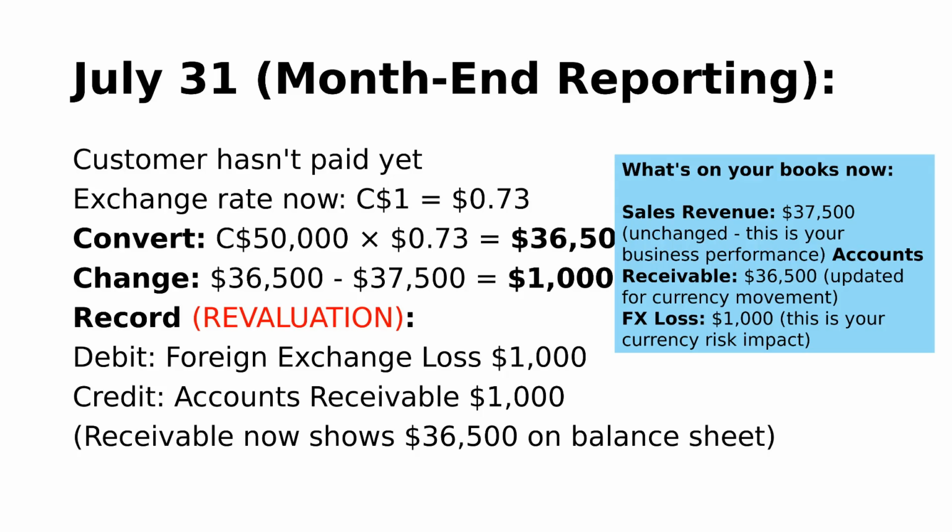To reflect this loss from currency movement, you record a debit to foreign exchange loss for $1,000 and a credit to accounts receivable for $1,000. On your books now, sales revenue stays at $37,500. Your business result doesn't change, but accounts receivable drops to $36,500, and you recognize a $1,000 FX loss due to exchange rate risk.